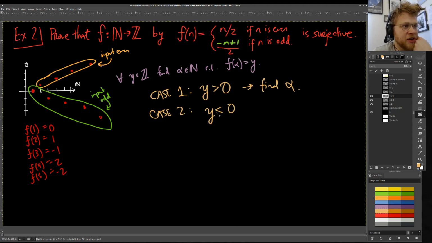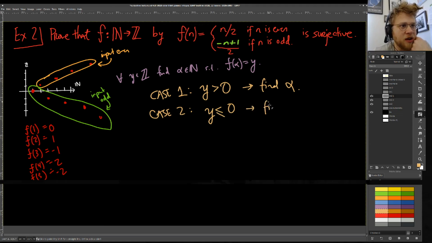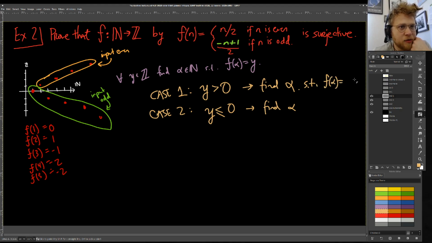And then the second case is y is not greater than 0, so we'll say it's less than or equal to 0. And again, we want to find an alpha in both those cases, so that f of alpha equals y, such that f of alpha equals y. So that's our goal. Not obvious at first, but breaking it down into different cases will allow us to be a lot more precise.